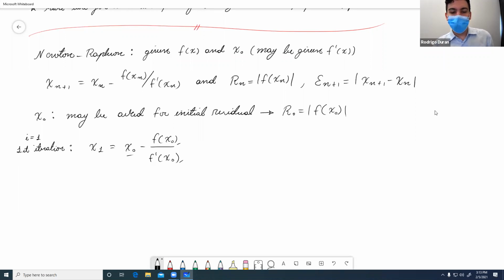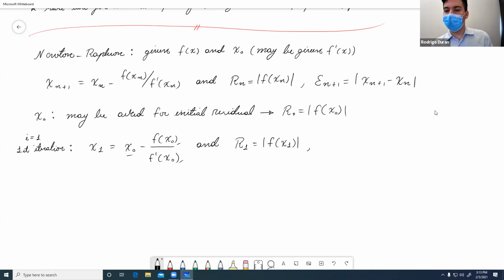Now, you may also be asked to calculate the residual at the first iteration, which again is the absolute value of the function evaluated at the value that you just found. You take that value and plug it into the function. So that's how you calculate the residual.